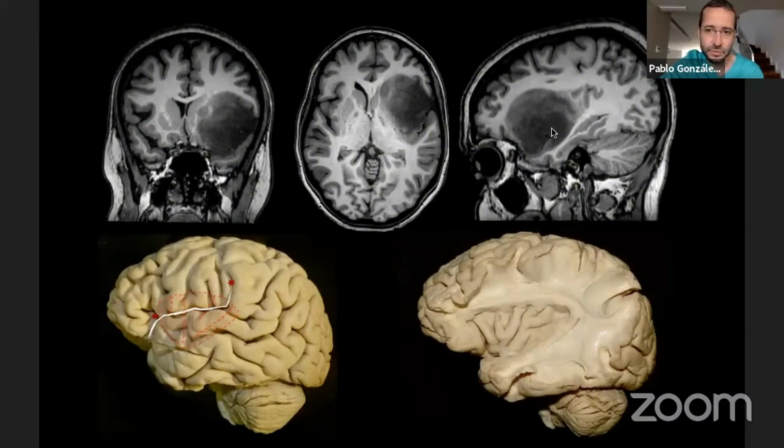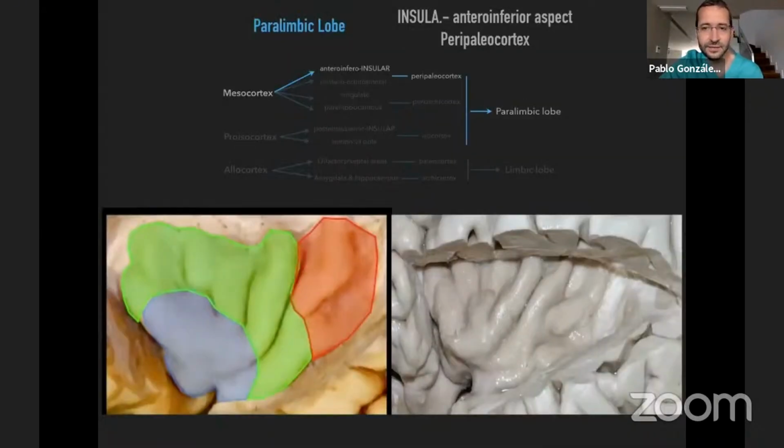So we can see a tumor which is mainly located, as you can see here, just around the limen insulae, which is the area connecting the insula with the perirhinal and rhinal cortices. But you can see how the posterior aspect of the insula, the long gyri, are completely preserved and pushed posteriorly. So this is a tumor purely located in the anteroinferior aspect of the insula. So this is mesocortex, and this is part of the paralimbic lobe, mainly located in this area here.